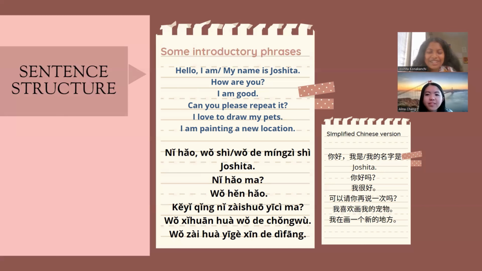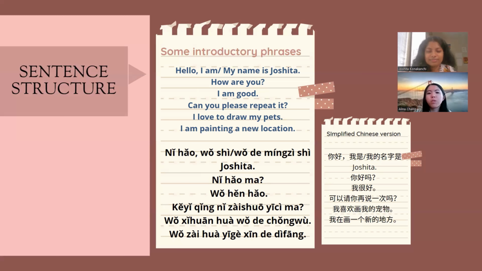Okay. 我在. So the Zai part has the fourth tone, so you've got to say it as if you're yelling, like 在. 我在画一个新的地方. Good.